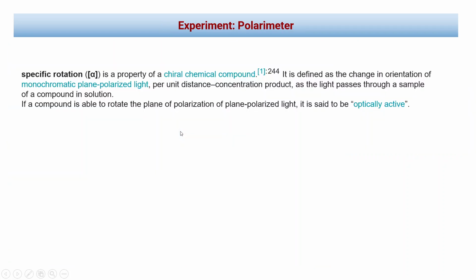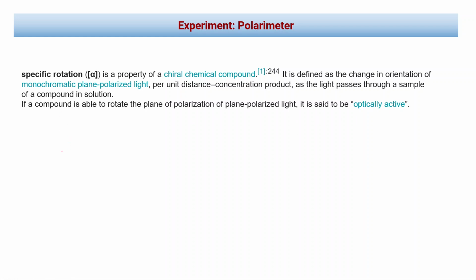Then we started discussing the polarimeter. We understood that there is a property of certain materials called specific rotation. Some compounds are called chiral chemical compounds, and specific rotation is defined as the change in orientation of monochromatic plane polarized light per unit distance-concentration product as the light passes through a sample of a compound in solution. If a compound is able to rotate the plane of polarization of plane polarized light, it is called optically active.